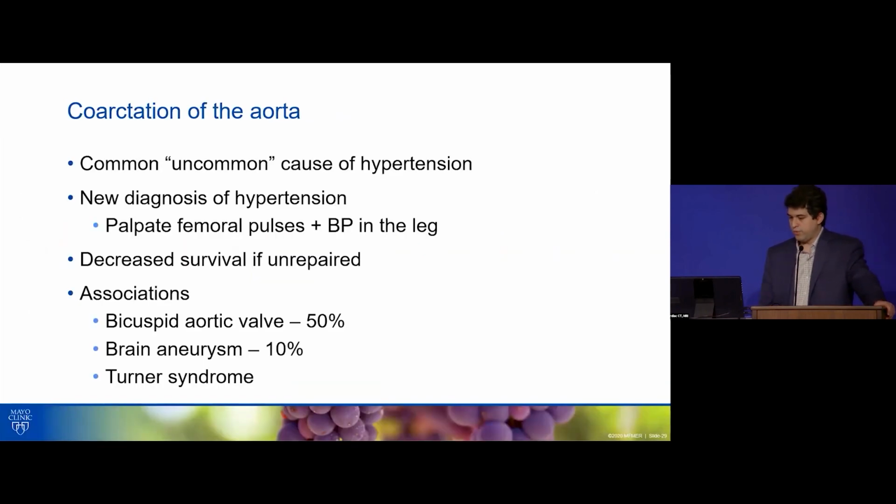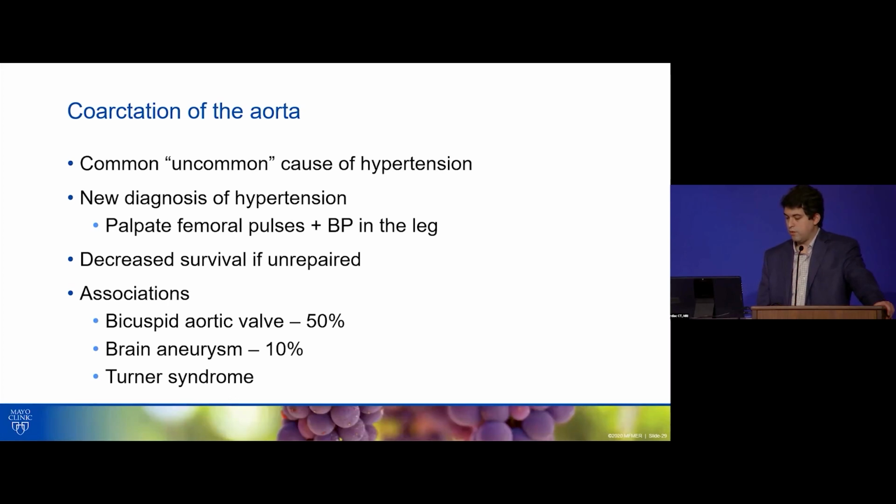Now, just a summary: coarctation of the aorta is an uncommon cause of hypertension, so think about it in patients presenting with de novo hypertension. Whenever you have someone with a new diagnosis of hypertension, don't forget to palpate the femoral pulses and also check the blood pressure in the legs at least once to ensure that you're not missing the diagnosis. Now, why is it important to diagnose coarctation? Because if you do not diagnose or repair, that leads to decreased survival. So unrepaired coarctation is associated with increased mortality.